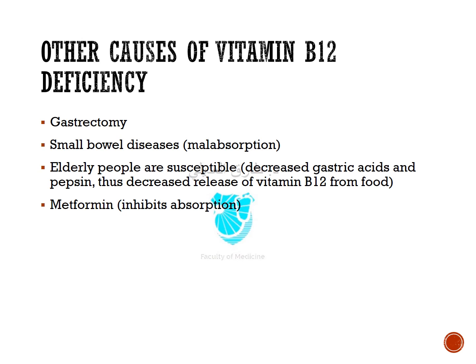Small bowel disease, محل ما بصير الابsorption. Okay. Elderly patients or people are susceptible because they have decreased gastric acid. The function of the stomach is low, below the normal, so they can have vitamin B12 deficiency easily. في عندنا drug مهم اللي هو الميتفورمين. Metformin is known in Jordan as glucophage. Okay, هو one of the drugs used for diabetes. It is very commonly used, and this one is known to inhibit the absorption of vitamin B12.